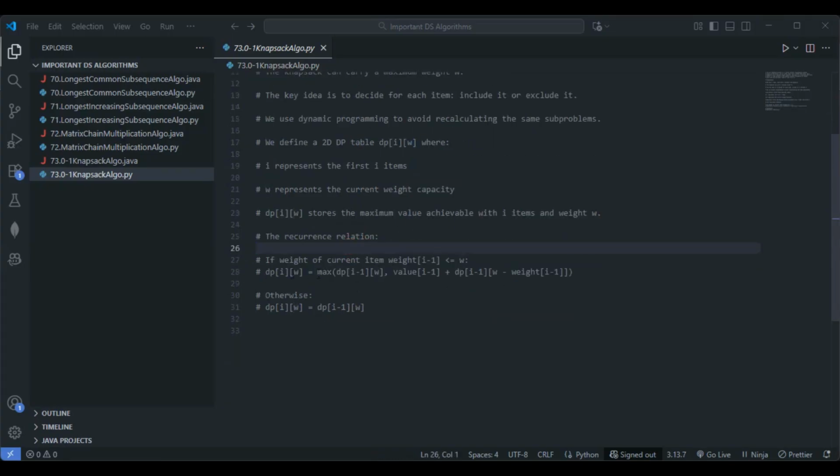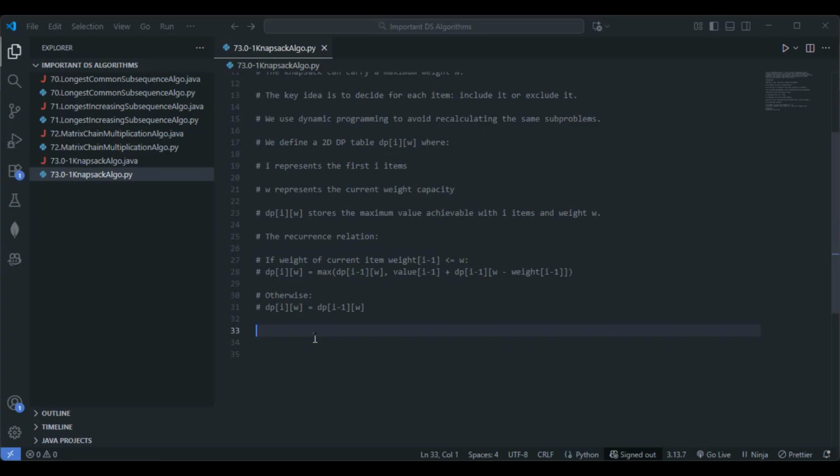So the recurrence relation that we'll be going with here is this one. You can just watch this one; we'll actually be making use of it within the code. The recurrence relation: if the weight of the current item, weight of I minus 1, is less than or equal to w, then DP of I, w is equal to the max of DP of I minus 1, w, and value of I minus 1 plus DP of I minus 1, w minus weight of I minus 1. Otherwise, DP of I, w is equal to DP of I minus 1, w, right?